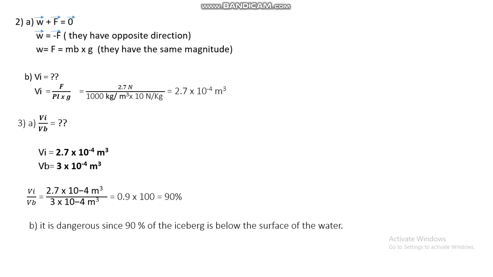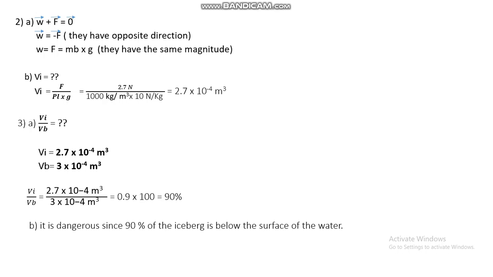Part 3. A. I have to calculate the ratio VI over VB. VI equals 2.7 times 10 to the minus 4 meter cube. VB equals 3 times 10 to the minus 4 meter cube. So VI over VB is equal to 2.7 times 10 to the minus 4 meter cube over 3 times 10 to the minus 4 meter cube. It's equal to 0.9. We multiply by 100 to get the answer in percentage. So it's equal to 90%.